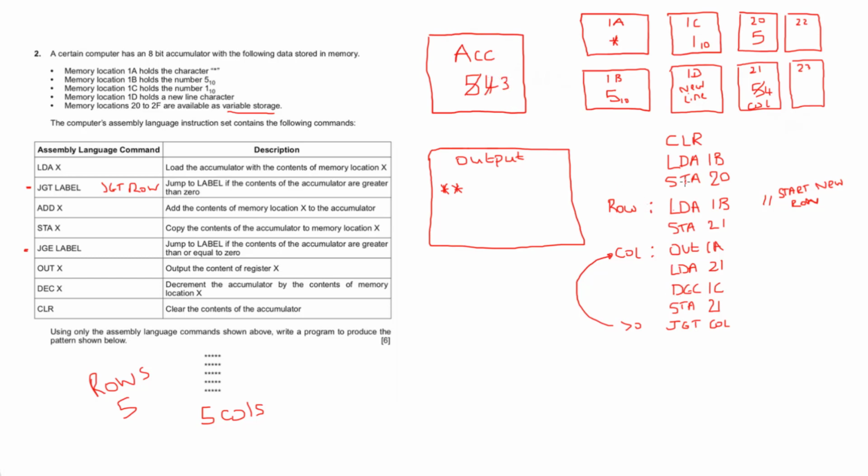You store it back in 21, or 2-1, sorry. So you store that back in there. Hopefully you can see that. And then, is 3 in this register greater than 0? Yes, it is. So we jump back up to column, output 1A. I output another star, like so. Load register 2-1, load 3 onto the accumulator. There it is. Decrement by 1C.